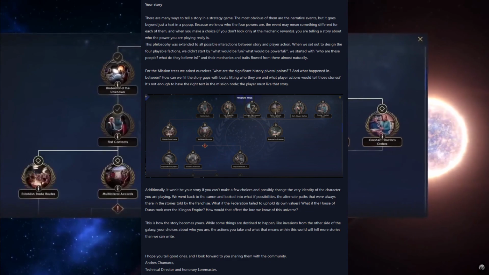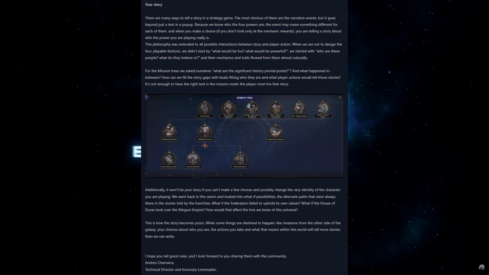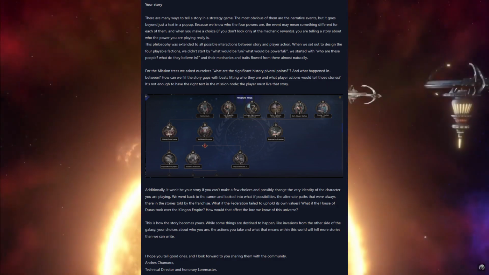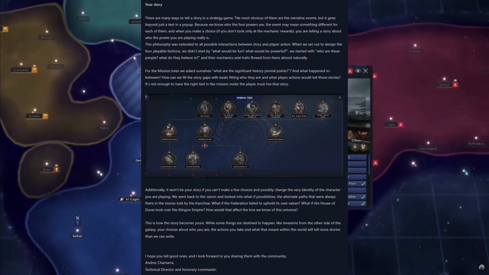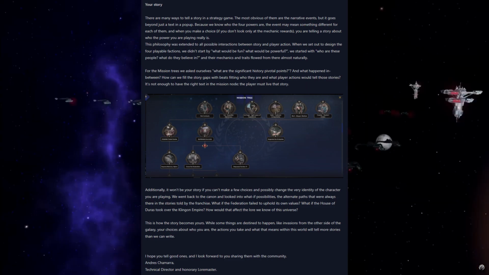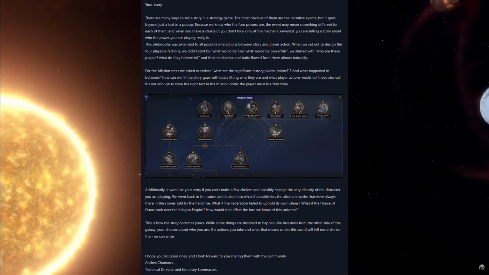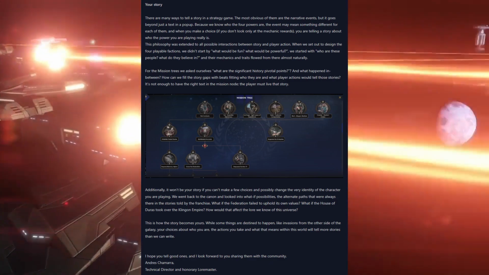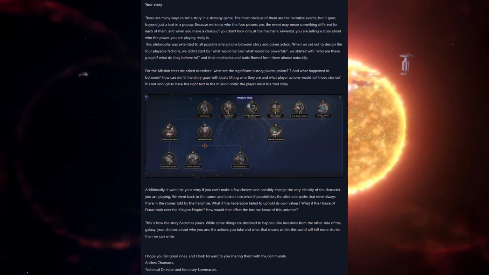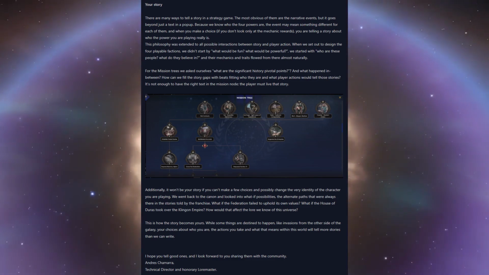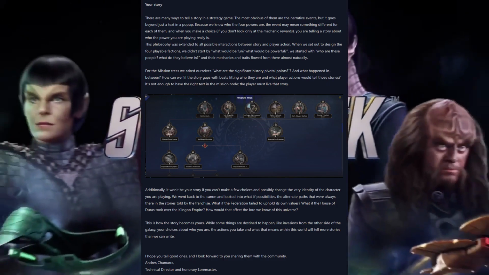When we set out to design the 4 playable factions, we didn't start by what would be fun, what would be powerful. We started with who are these people, what do they believe in, and their mechanics and traits flowed from there almost naturally. For the mission trees, we asked ourselves, what are the significant history pivotal points and what happened in between? How can we fill the story gaps with beats fitting who they are and what player actions would tell those stories? It's not enough to have the right text in the mission node. The player must live that story.